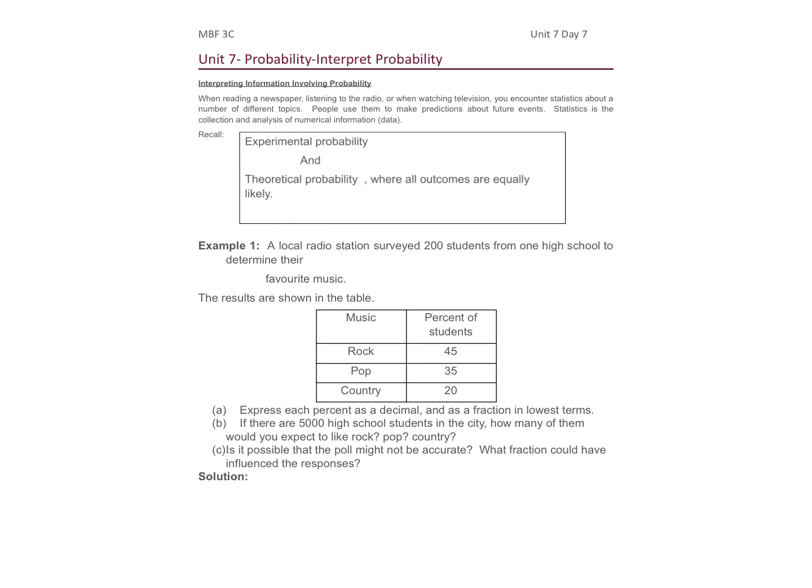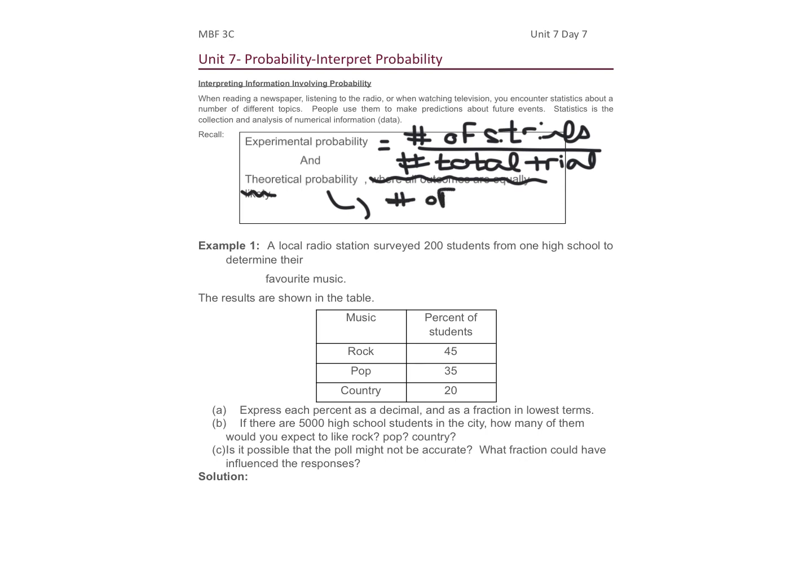So just a reminder, experimental probability is the number of successful trials divided by the number of total trials. And theoretical probability is the number of possible successful trials over the number of possible outcomes.